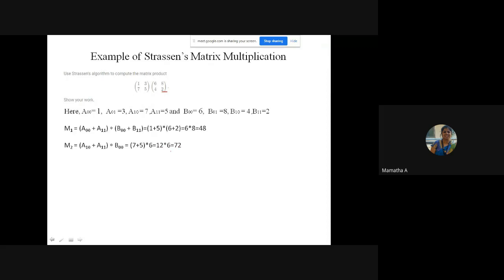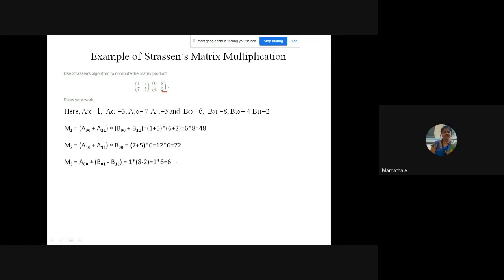Okay, next M3. What is M3? Someone can tell me for M3. Rakshita? A00 into B01 minus B11. Yes. What is the value in this case? Tell me the whole sentence for M3. Equals 1 into 8 minus 2, ma'am. That's 6. 1 into 8 minus 2.